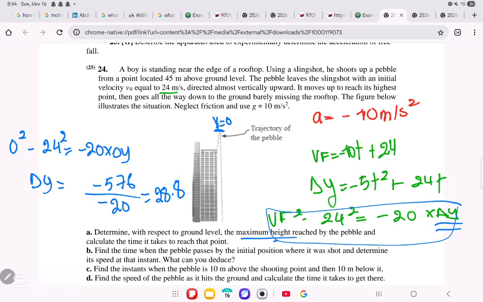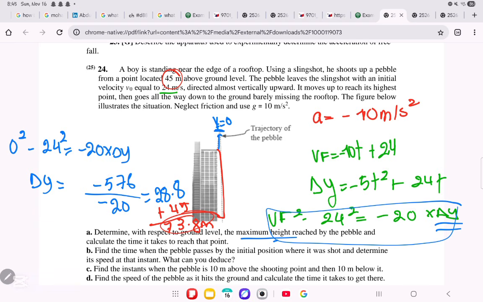This is delta y, from here till here. How do I find the maximum height with respect to the ground? I need to add the height of the building. How much is the height of the building? 45 meters. So 28.8 plus 45 will give me my answer, which is 73.8 meters. Okay, this is here, 73.8 meters.